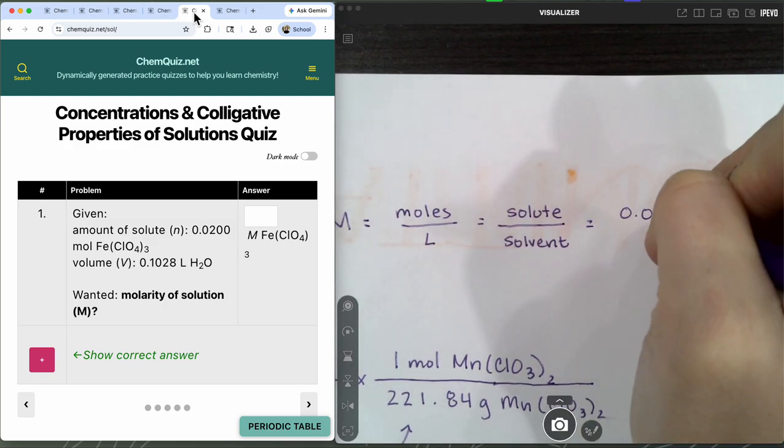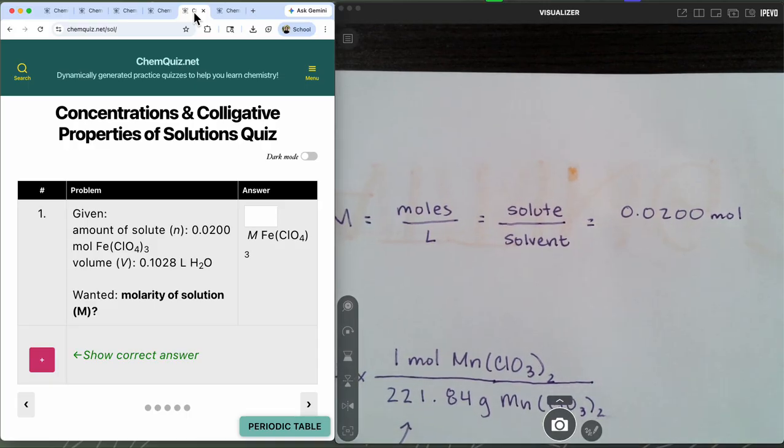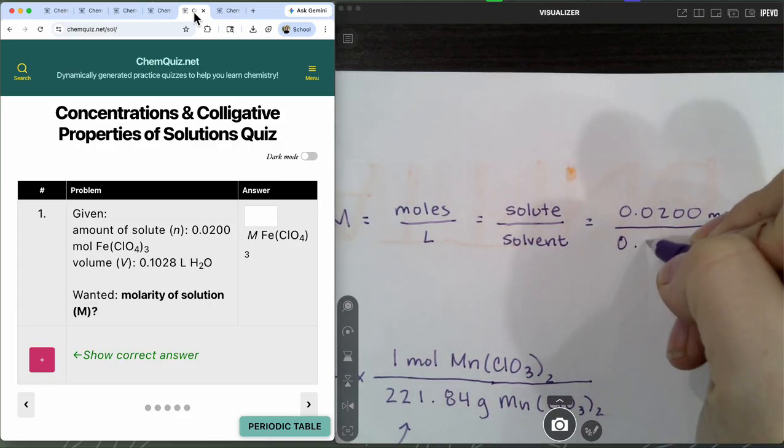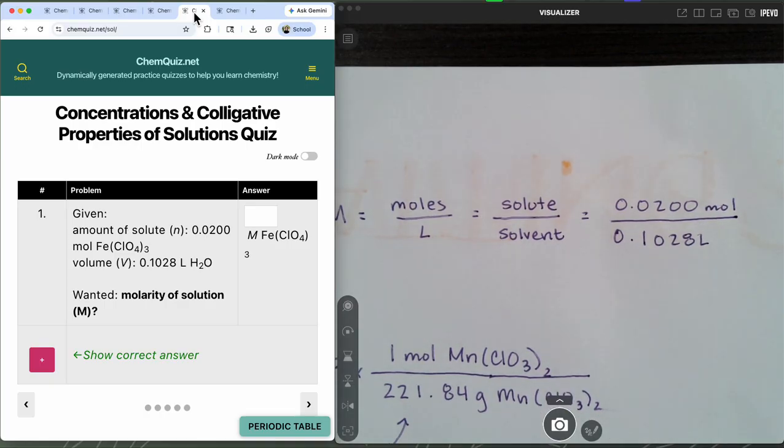The solute is 0.0200 moles of Fe, that whole thing. And then the volume is the solvent, right? That's right. So then it's 0.1028 liters of H2O. That's it. And plug it in.